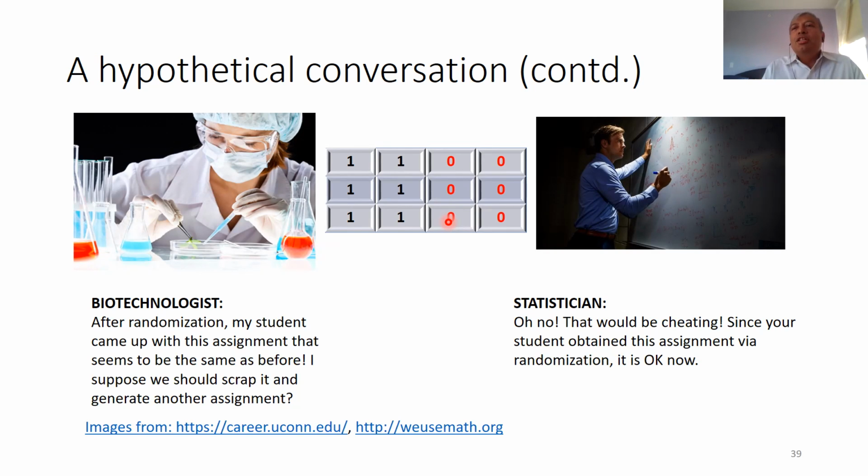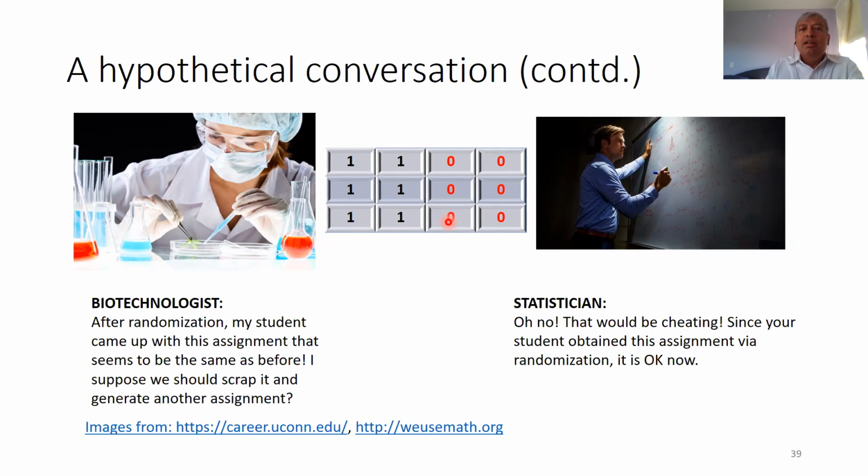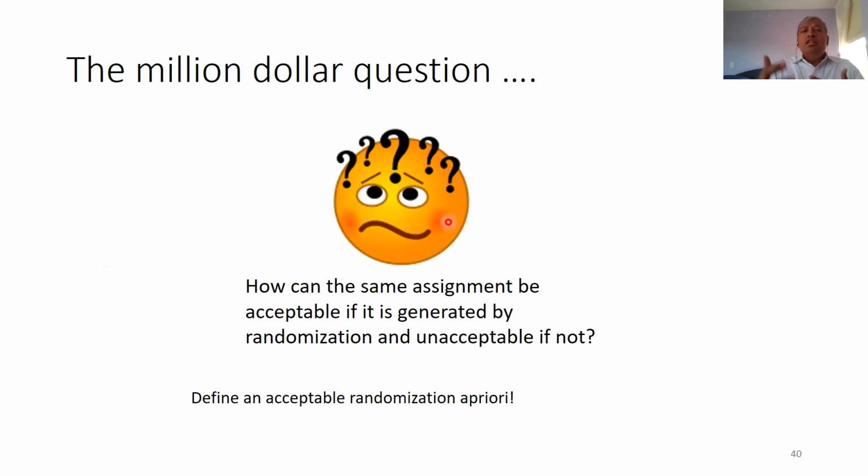Now, this is a very common scenario, because this creates a lot of confusion. Something which apparently was the same without randomized assignment was unacceptable, but now we have exactly the same assignment through randomization, and that seems to be acceptable just because we randomized it, right? So through all this discussion which we have had, I think this paradox can be easily resolved, saying that if we actually define an acceptable randomization a priori, right?